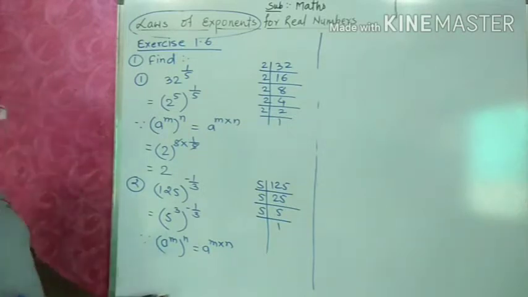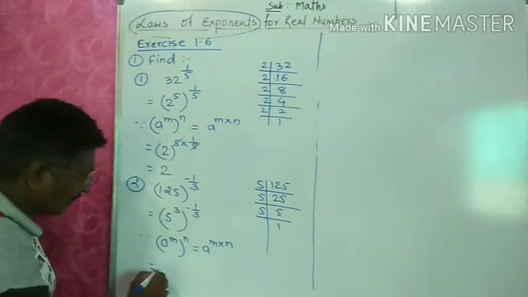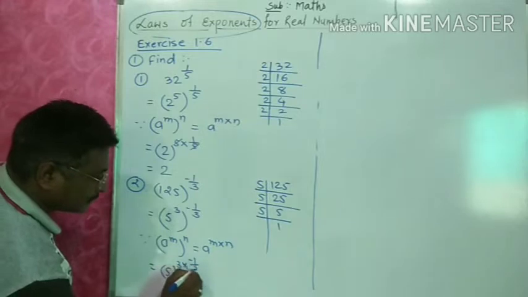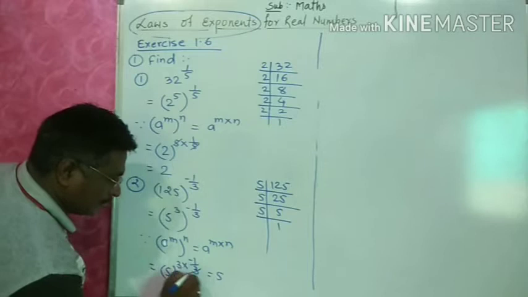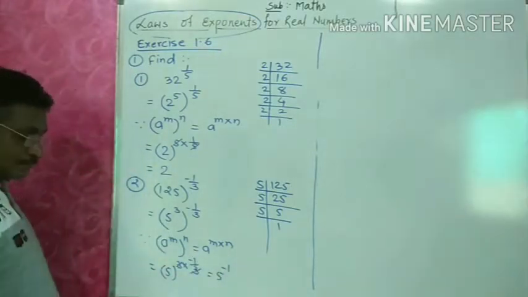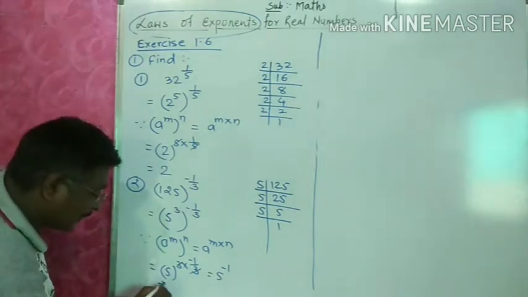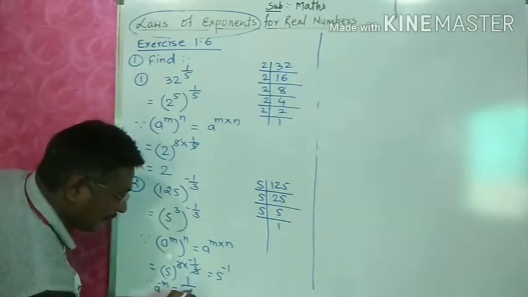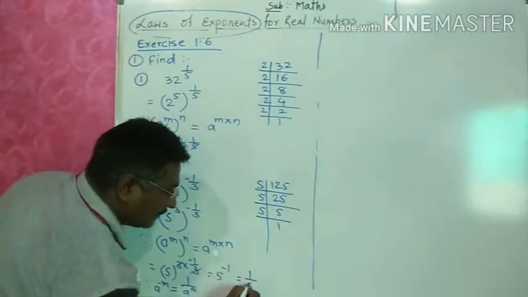See which law we are using, that law we have to write there. So what will we get? 5 raised to the power 3 into minus 1 by 3. So 5 raised to the power 3 cancels, minus 1. So what is the law? A raised to the power minus m. So what will we get? 1 by a raised to the power m. So what will it be? 1 by 5.